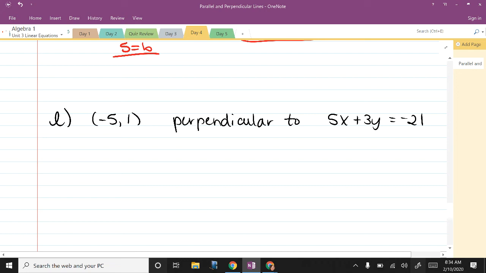All right, this time we want an equation of a line that goes through the point -5, 1. And we want our line to be perpendicular to the line 5x plus 3y equals -21. Do I know the slope of this line yet? No, I got to get it to look like y equals mx plus b so I can figure out the slope. Then I can flip it and change the sign to get my slope, right?